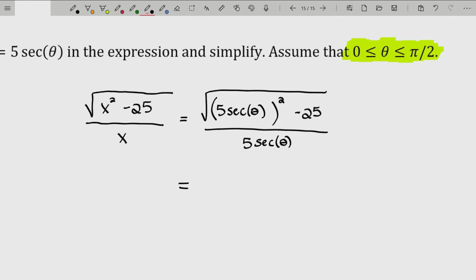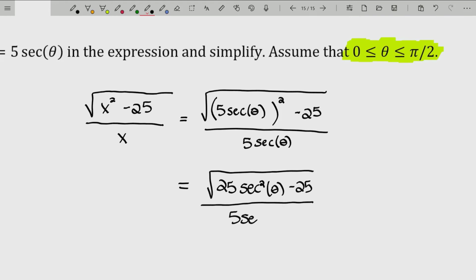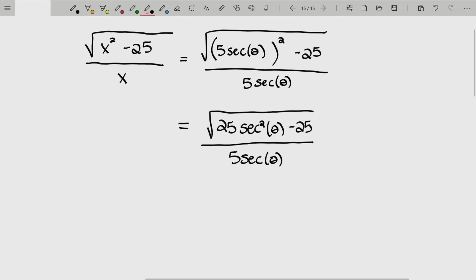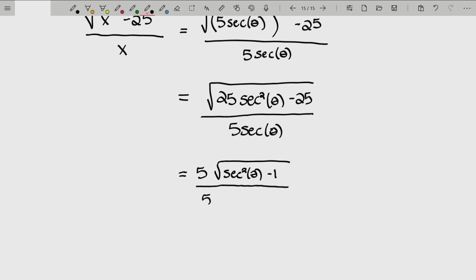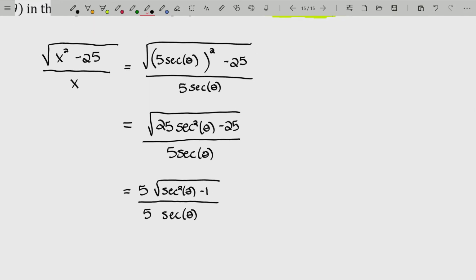When you clean up the radicand, you get 25 secant squared of theta minus 25, all over, again, 5 secant of theta. Notice both terms in the radicand have a 25 in common, so that can be factored out. And the square root of 25 is 5. So this is 5 square root of secant squared of theta minus 1, all over 5 secant of theta. The 5's obviously cancel. But I want to draw your attention to something else.